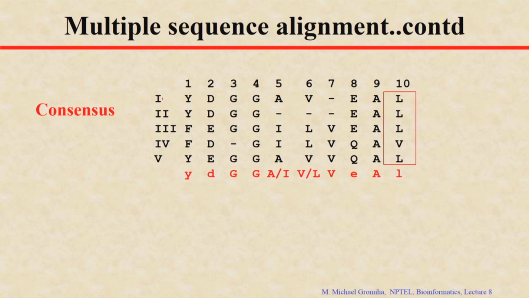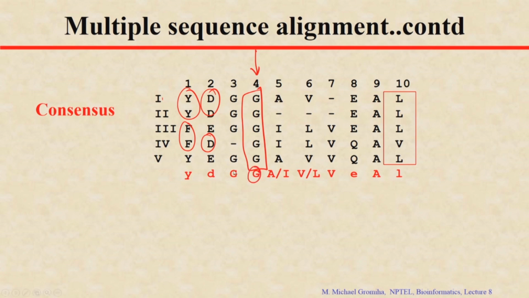Tyrosine, mainly Y and F, aromatic residues. So they put a small y because the position is dominated by Y and two other residues. If you look at the second one, it is mainly D, so they put a small d. And at the fourth position, you see G is maintained because G is the same in all the sequences, so they put G here.